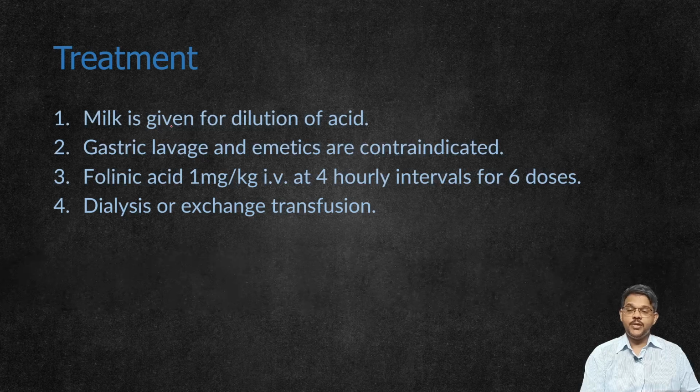Treatment: usually milk and any form of diluent is given to dilute the acid. Gastric lavage and antibiotics are contraindicated since it is corrosive, it should not be given. Folinic acid 1 gram per kg IV at 4 hourly intervals for 6 days is given to remove the acid. Dialysis or exchange transfusion is also helpful.